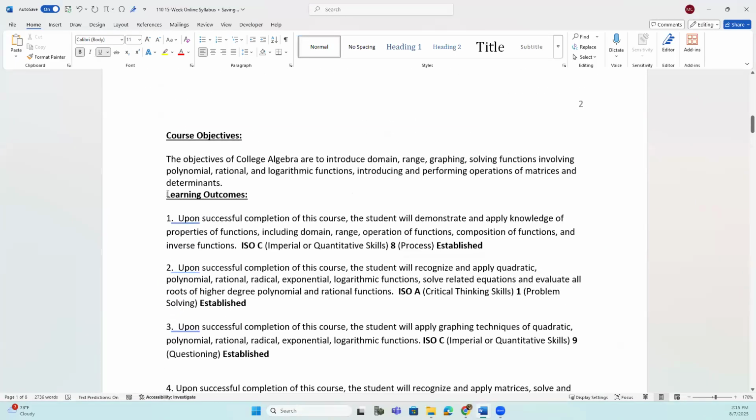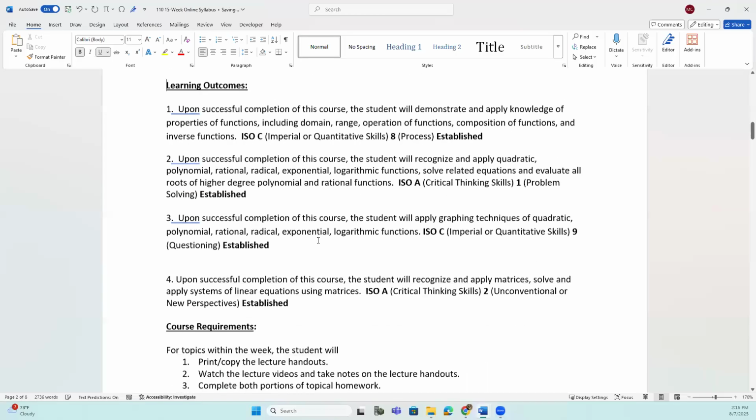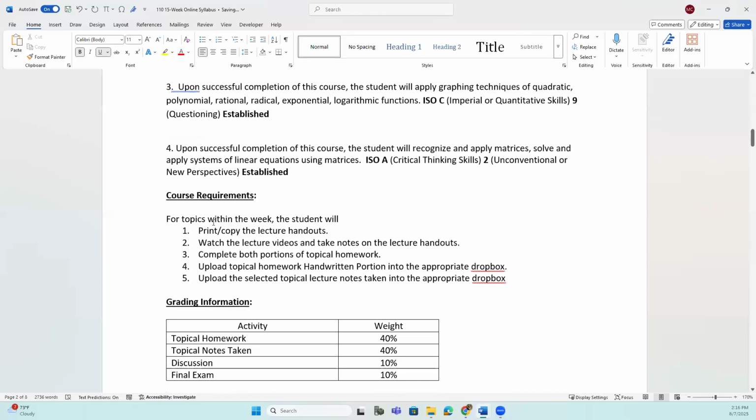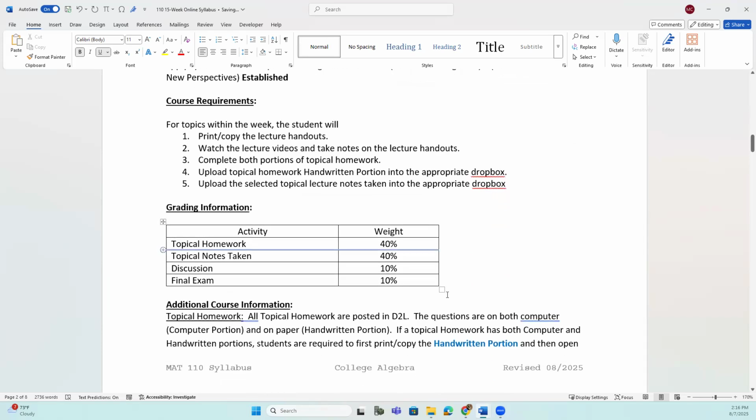Here are the course objectives and learning outcomes. So basically for each week, please print and copy down your lecture handout, watch your lecture video and take notes on the handouts, complete both portions of homework and upload the handwritten portion of homework into the correct Dropbox, and upload the selected topical lecture notes into the correct Dropbox. So here are our graded activities. We will enter some of these in the syllabus quiz in a minute.